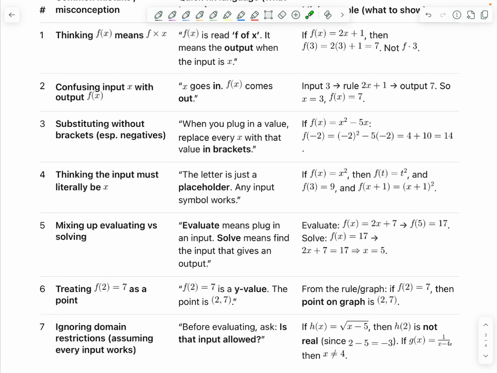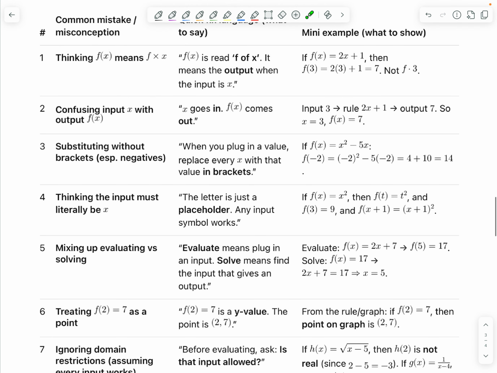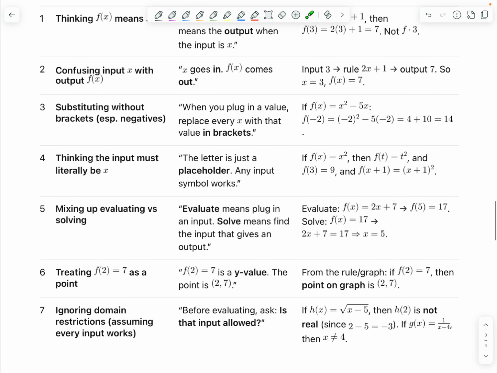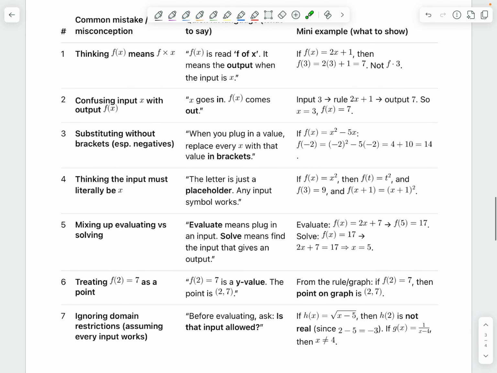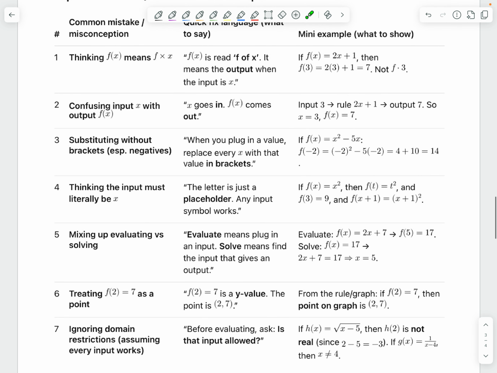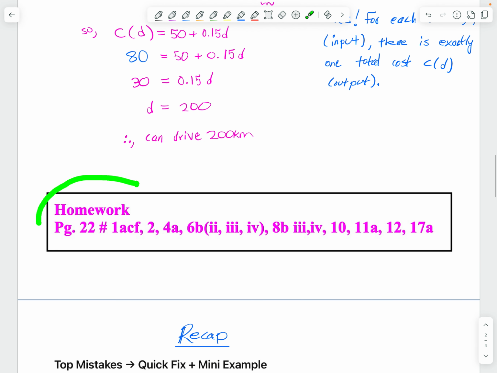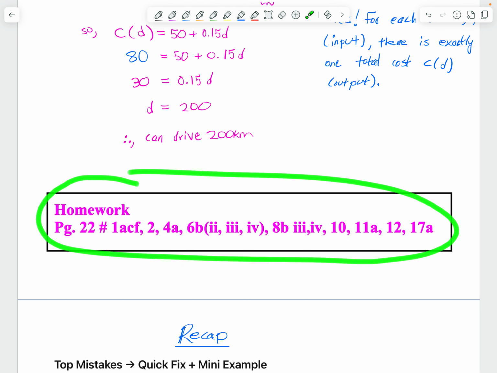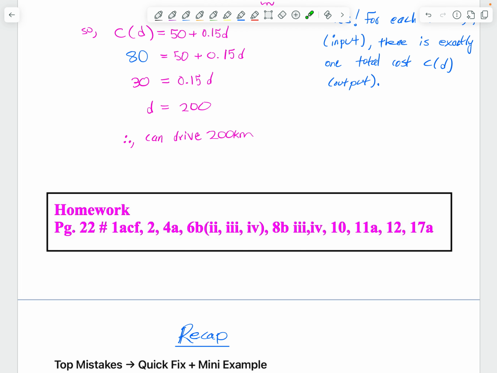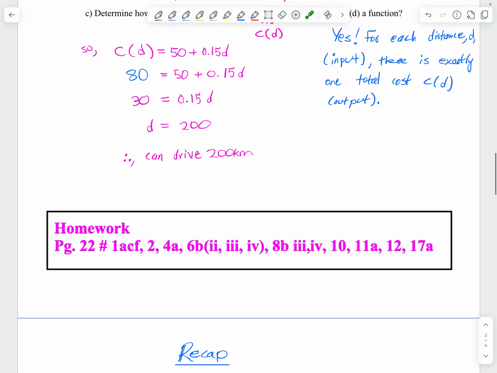So really, folks, that is a lot there, I know, but it is a helpful summary, I think, to help you look at learning function notation for the first time. This is the homework for this section from the Functions 11 textbook. Go ahead and give that a go.